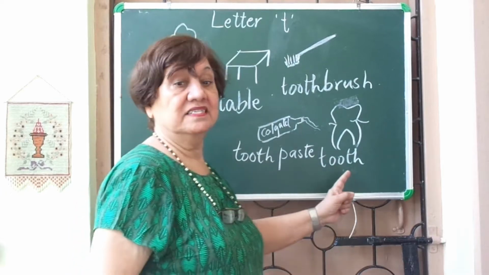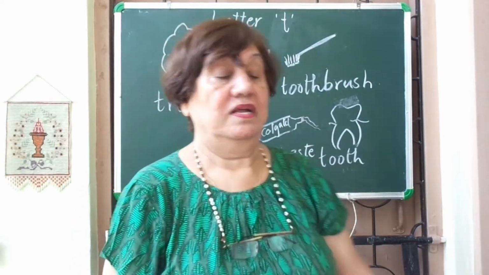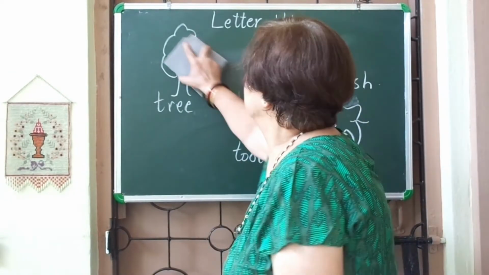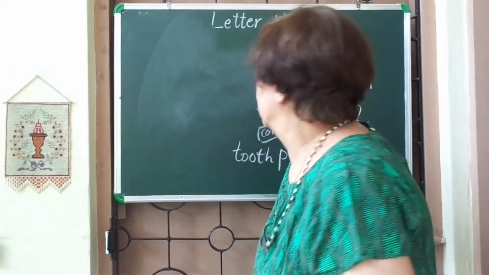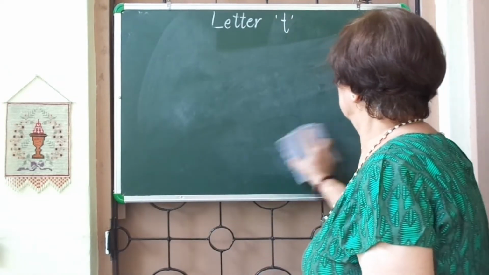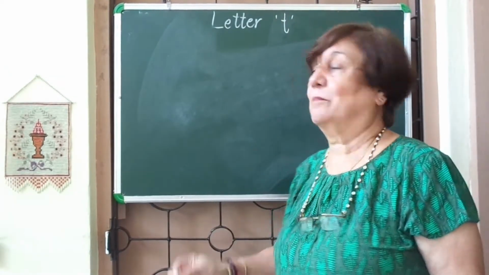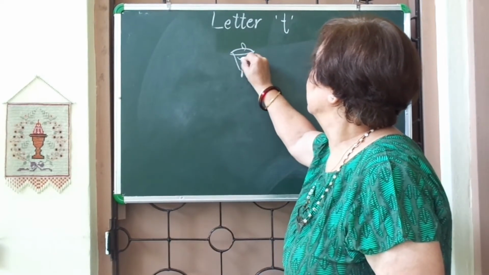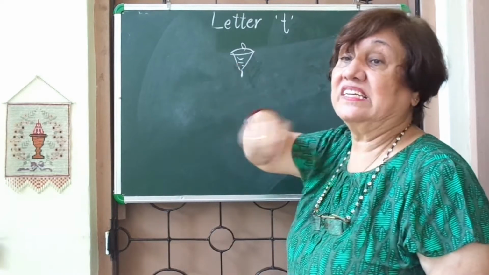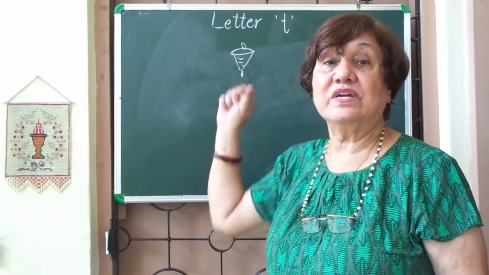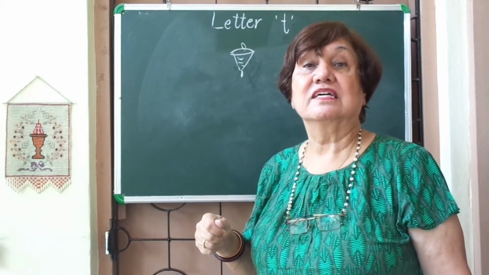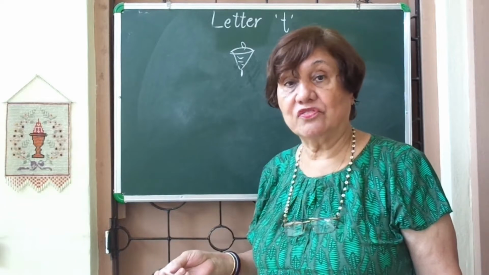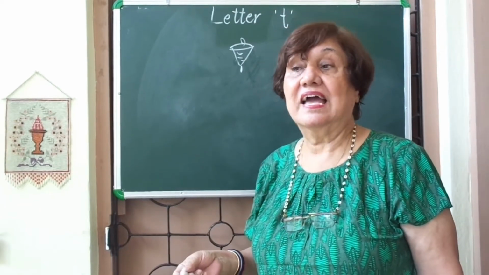And T for tooth. Now, there's something that you like to play with, especially boys. In Hindi you call it lattu. And what do we call it in English? We call it a top. Now what do we do to this top? We wind thread around it and we spin it on the floor. T for top.